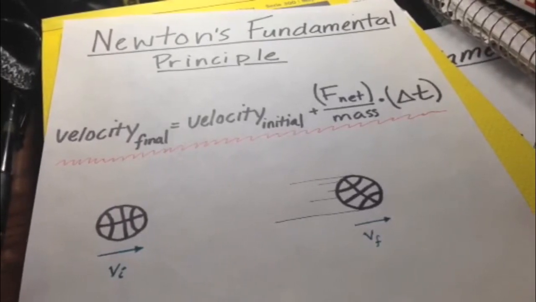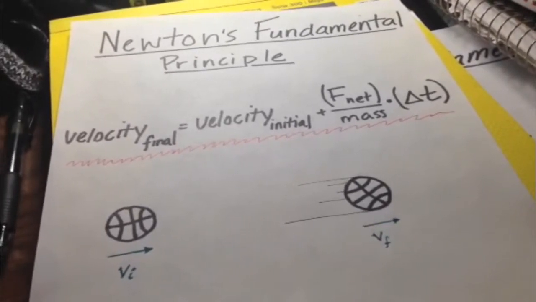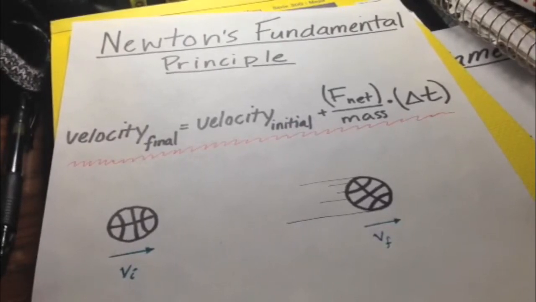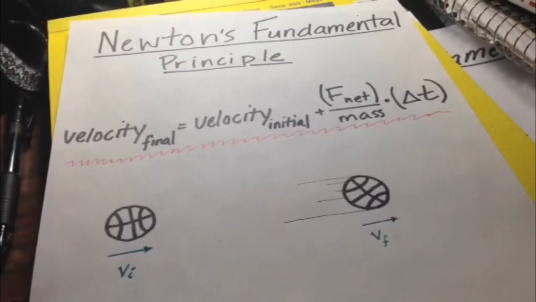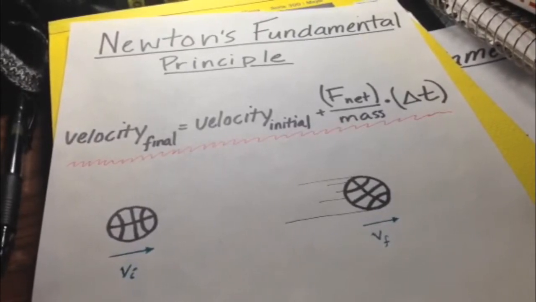This principle remains true for all objects, including the basketball used in the experiment. In the case of the basketball, there was no force being applied. Therefore, in theory, the final velocity of the basketball should be equal to the initial velocity.